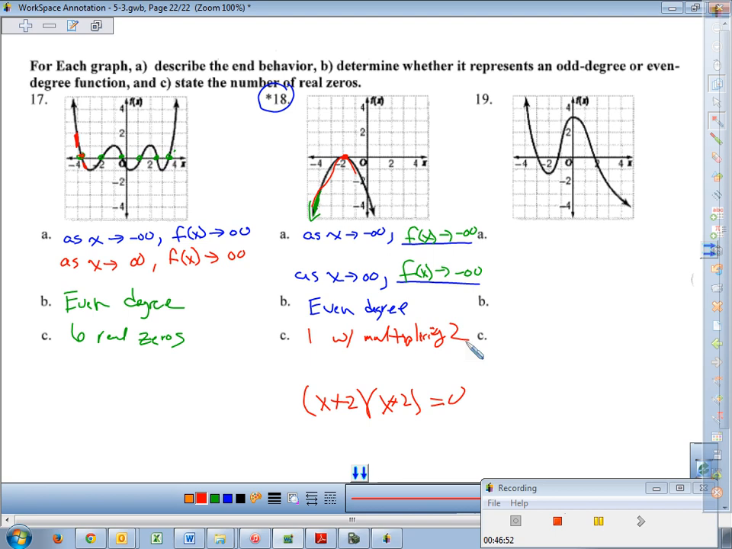I know that is mind-boggling. Hang with me on it. We won't deal with that many, but there's multiplicity there because it's like a root that never crossed the x-axis, but it touched the x-axis. Okay with that? Next one. See if you can describe the end behavior.